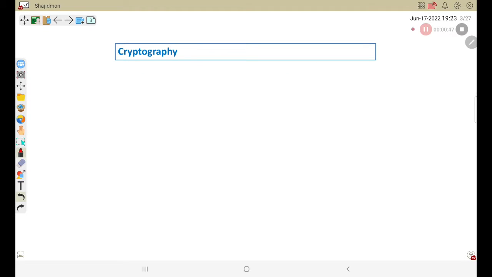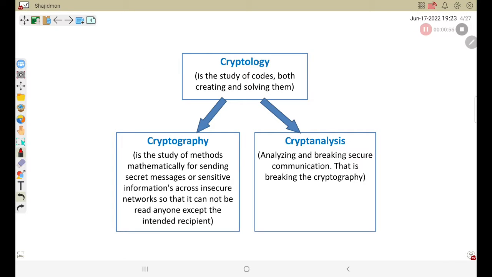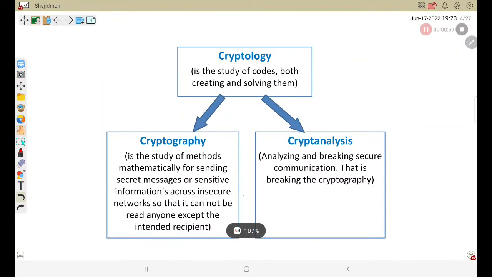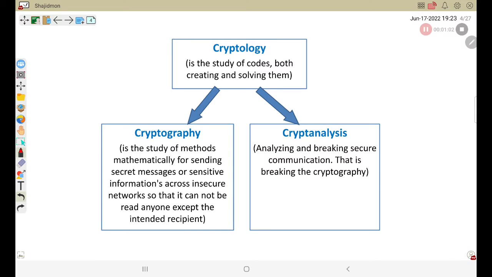Before starting, we will see the basics of cryptography. Before studying cryptography, cryptology is the main branch. Cryptology is the study of codes, both creating and solving them: how to create the codes, and using the codes, how to solve various problems. So that branch we are calling cryptology.